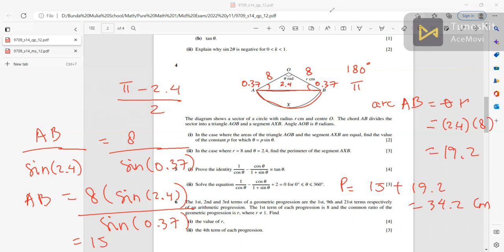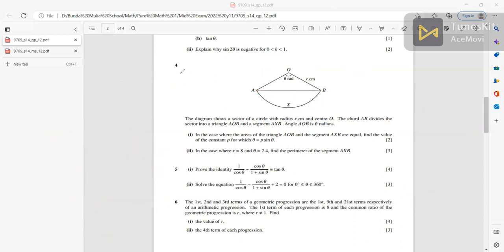Now we go to number 5. The first one, prove the identity 1 over cos theta minus cos theta over 1 plus sine theta equals to tan theta. Usually, I always suggest that the first step that you have to do is choose the most complicated one, the left or the right. If we see, it's very obvious that the left one is more complicated. So we start from the left.